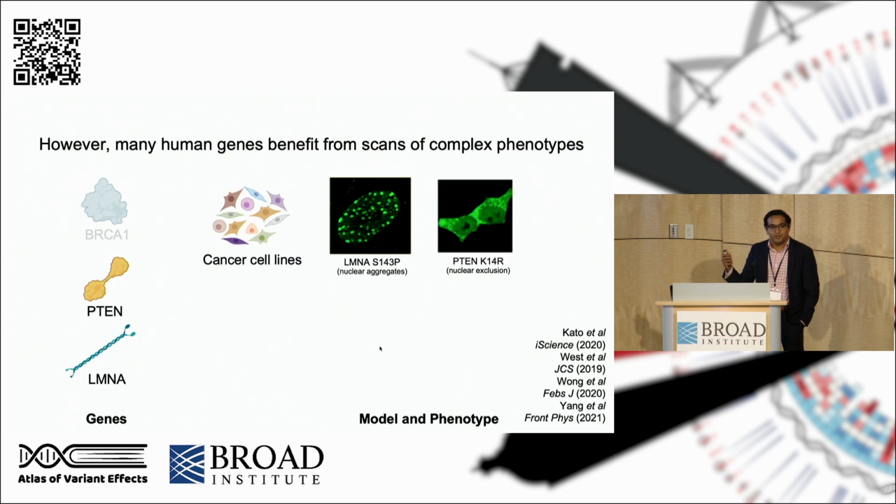And similarly, even with PTEN, although there have been activity scans and abundance scans published, there are other phenotypes as well. For example, when you express PTEN variants tagged to GFP in cancer cell lines, especially variants near the N-terminus, you get nuclear exclusion as a phenotype that's potentially related to pathogenicity.